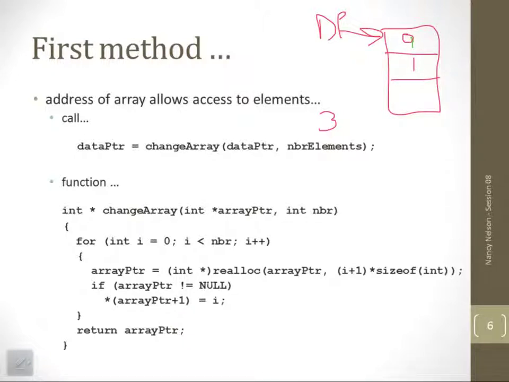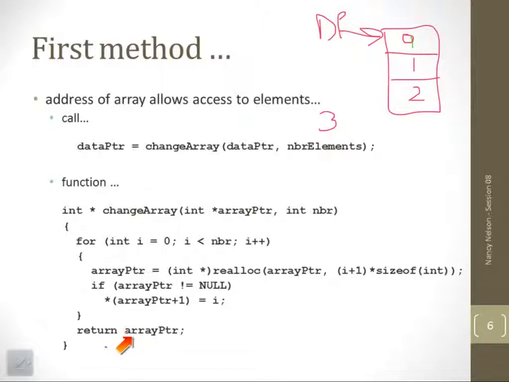We loop one more time. So i is now 2. 2 is less than 3, which was our number. We reallocate for enough space for 3 elements. We write a value in there. In this case, it will be 2. And we follow the loop, and then we return the array pointer.